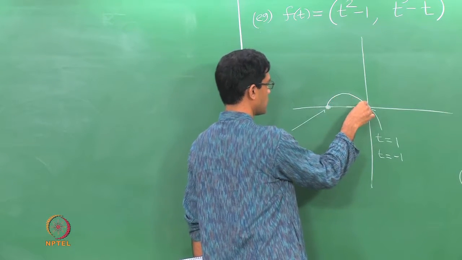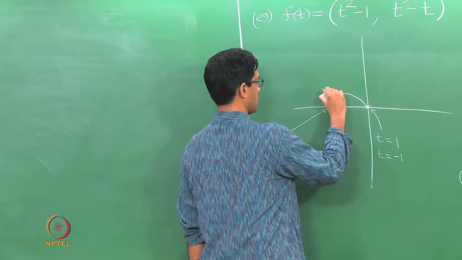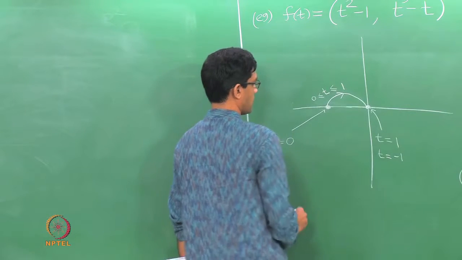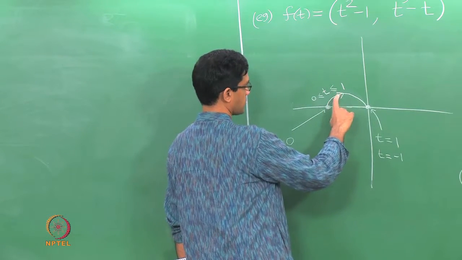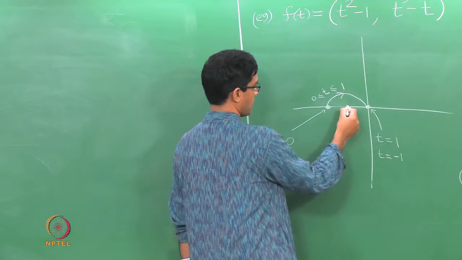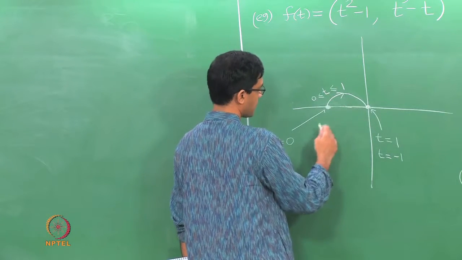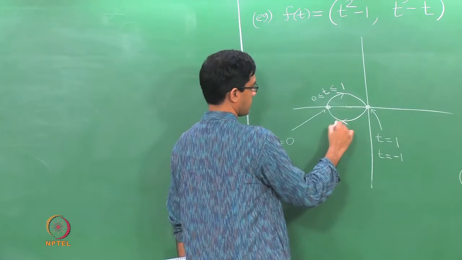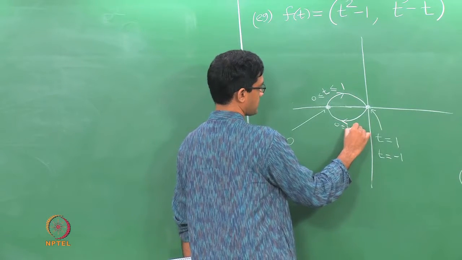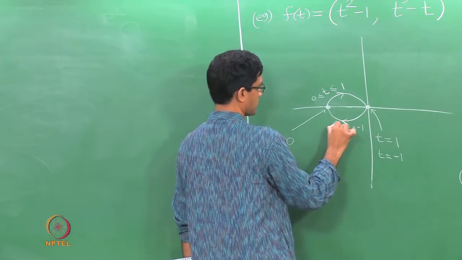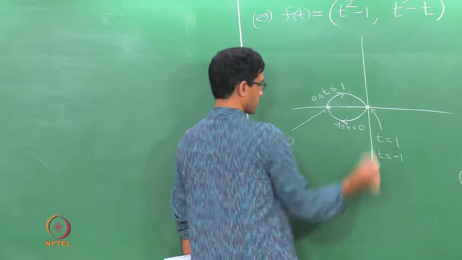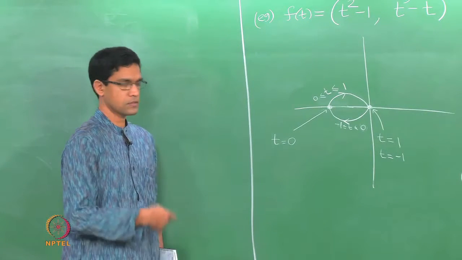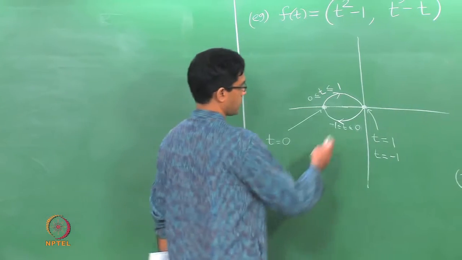So when t goes from 0 to 1, let me just tell you what you expect to get. If t goes from 0 to 1, it starts at 0 and goes to 1. Then, as we just said, the y coordinate is positive, whereas the x coordinate is between -1 and 0. Whereas if t is between -1 and 0, here's the shape of the curve. It traces out these two things.